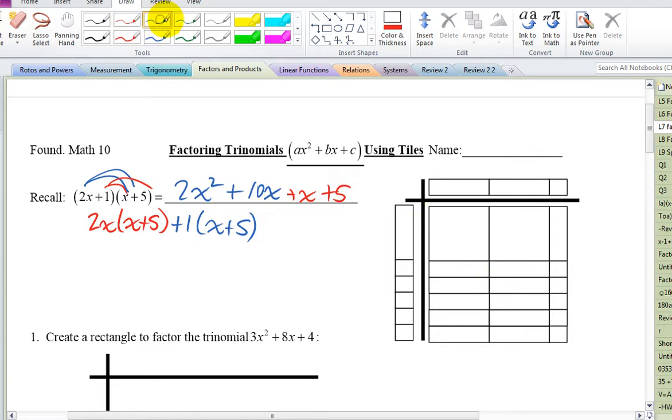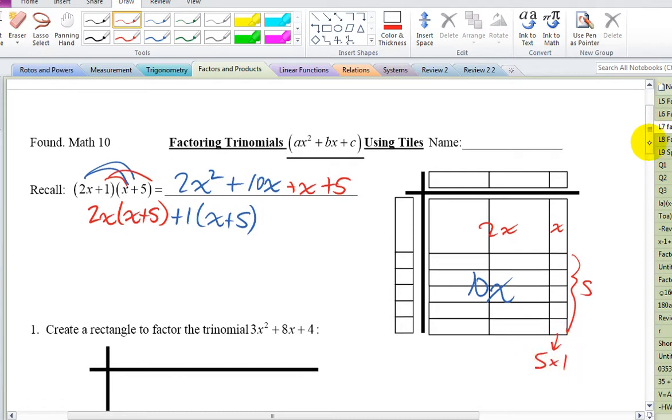Now you can see all those pieces in our diagram. Here we have the 10x. Here we have the 1x. And here we have the plus 5. And here's our 2x. Okay. Now when we're factoring these, we have to be very careful. We will call this a 5 by 1 arrangement.